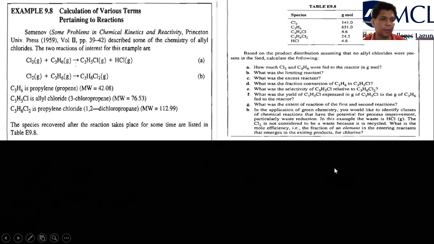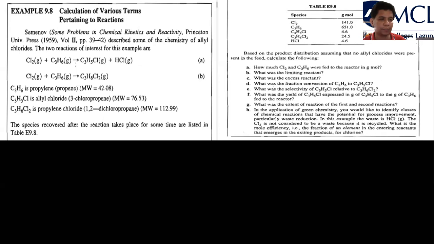Okay, so this is the last problem. Calculation of Barr's term pertaining to reaction. So Semenov, Some Problems in Chemical Kinetics and Reactivity, Princeton University Press, 1959, pages 39 to 40, describes some of the chemistry of allyl chloride. The two reactions of interest for this example are chlorine gas plus C3H6 gas, that is propylene. You're going to produce C3H5Cl. This is the allyl chloride.